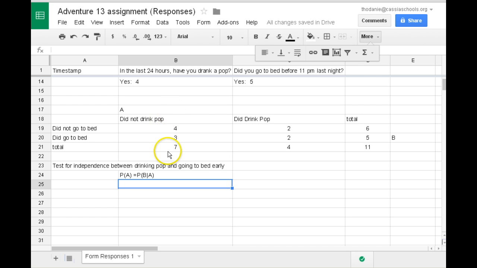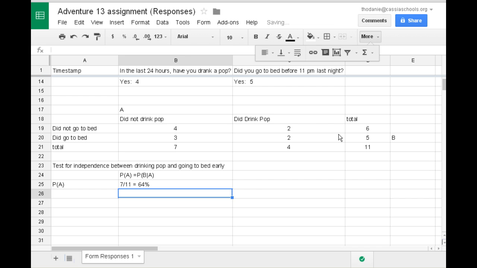So what's the probability of A? Well, A is this group, and I had 7 out of 11, which I happen to know is right about 64%.